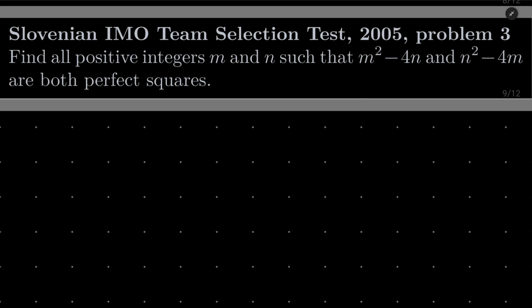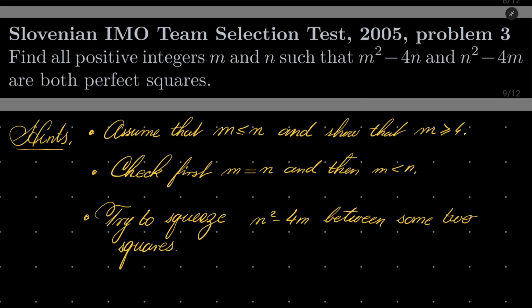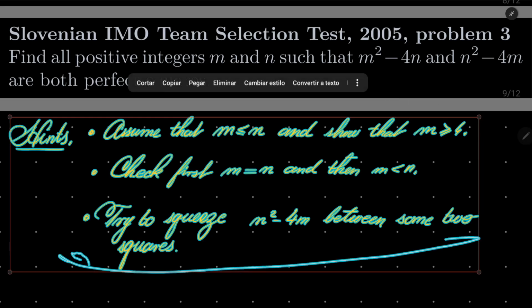So here are my hints for this number theoretic problem. First, without loss of generality, you may assume, because of symmetry, that m is less than or equal to n, and first try to show that m must be greater than or equal to 4, and check first the case when m equals n, and then the case when m is strictly less than n, and finally, most crucially, try to squeeze n squared minus 4 times m between some two squares. And that should be enough to eliminate most of the possibilities. So give this problem a try and I will see you in just a minute.